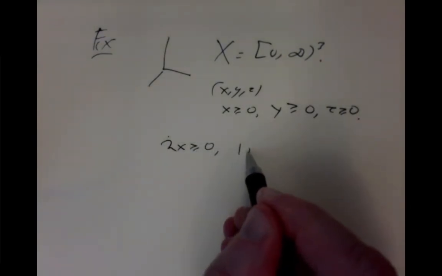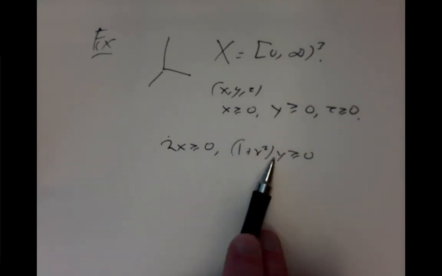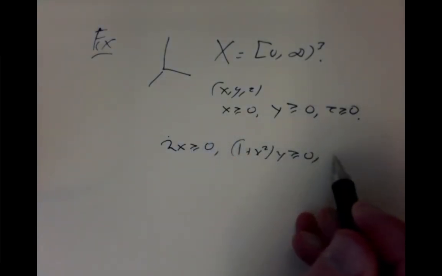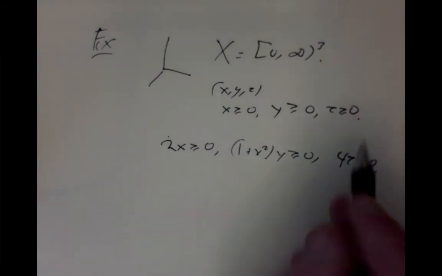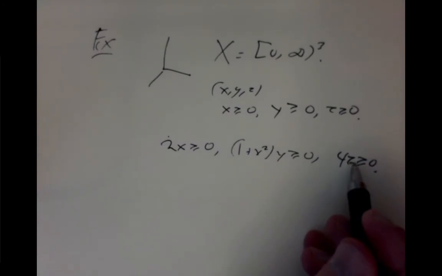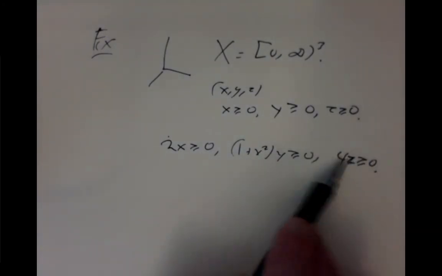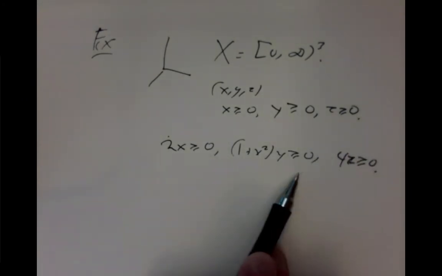We could also do things like (1 plus x²) y is greater than or equal to 0. That will rescale the y variable by a function of x. So you can see that that's also a boundary function. And we could take 4z greater than or equal to 0. That's also a boundary function. z³ wouldn't work because its differential would be 0, so it wouldn't be a boundary function. It wouldn't be possible for it to be a coordinate function. But these are all also boundary functions.